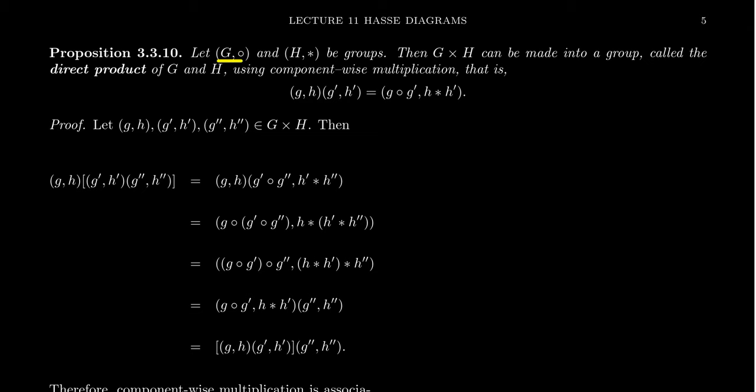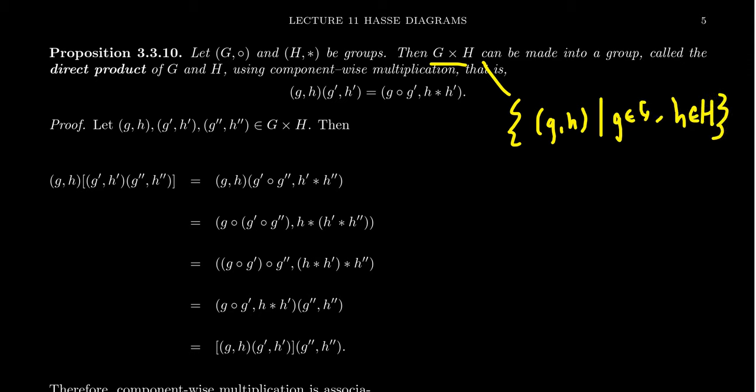So imagine we have two groups, G and H. And I've included their operations here to emphasize the fact that the operations of G and H don't have to have anything to do with each other. Circle is an operation for G, and asterisk is an operation for H. They might have nothing to do with each other. But given these two groups, we can define a new group on the Cartesian product of G and H. So remember, G cross H as a set is the Cartesian product. We're going to be taking the set of all ordered pairs (g, h), where g belongs to G and h belongs to H. So this Cartesian product is a set.